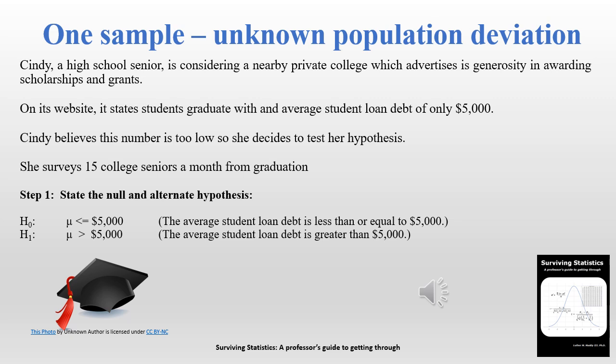So she's going to survey 15 college seniors a month from their graduation, and she's going to ask them how much they owe. So her null and her alternate hypothesis are this. The null hypothesis is that the average student loan debt is less than or equal to $5,000. That's what they're advertising. That's what is assumed to be true. The alternate is that their average loan debt is greater than $5,000. So she's going to put that to the test.